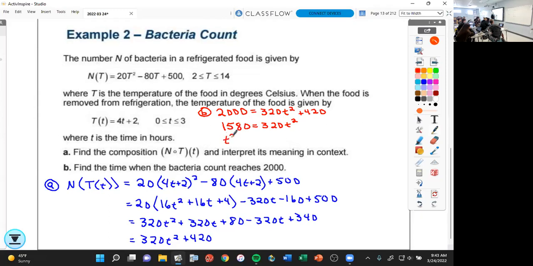So t squared equals what? Okay, and then how do you get t by itself? Okay, now this is a quadratic. If I take the square root of both sides, what's going to happen? Plus or minus, right? Now I'm writing that down for now. Go ahead and finish what you're about to say.